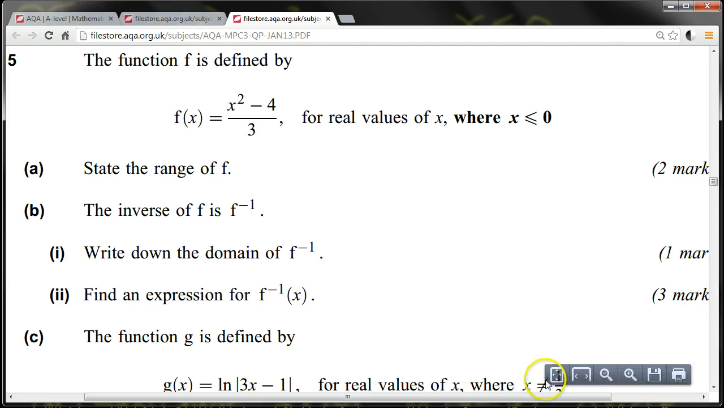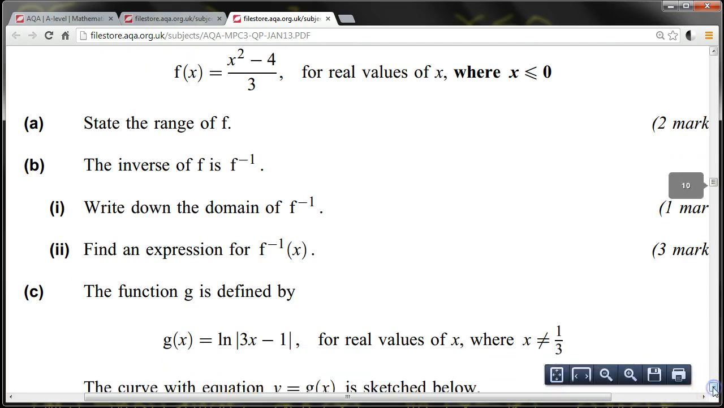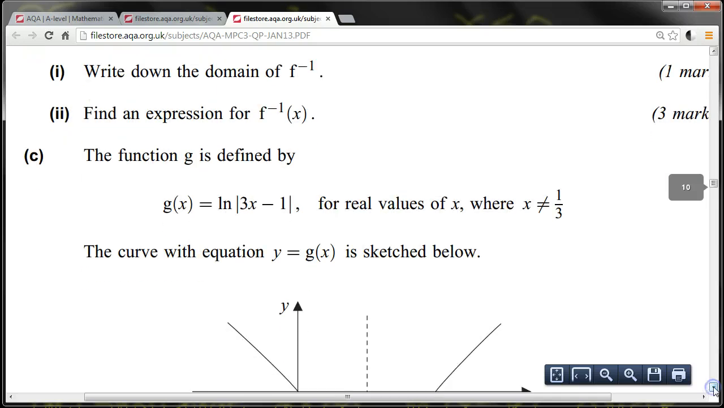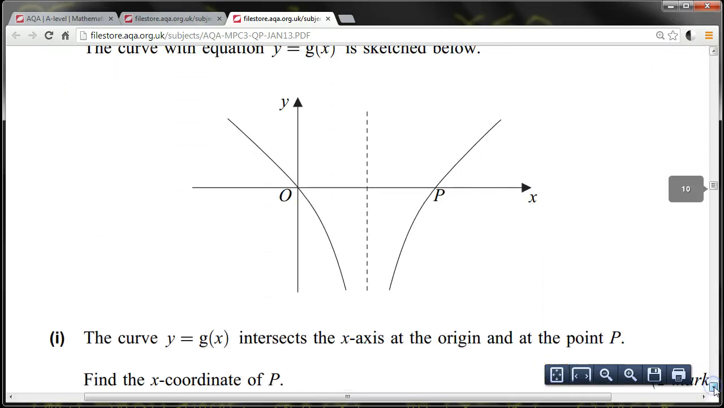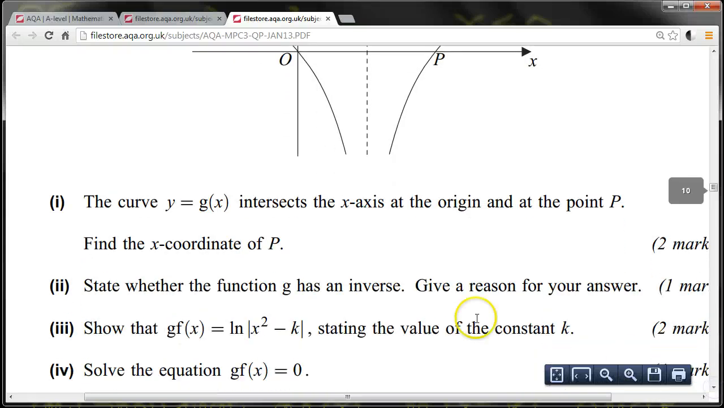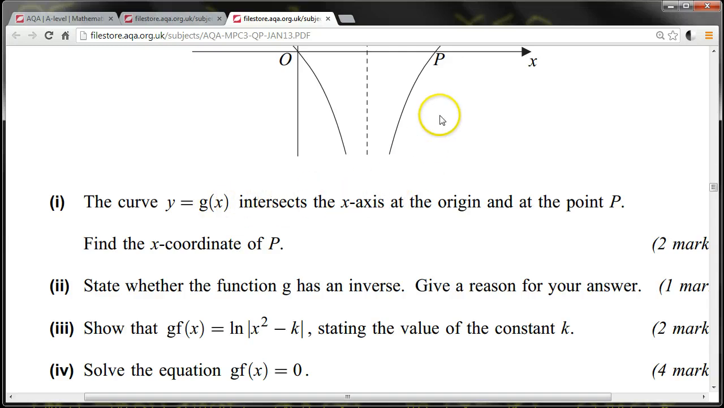The function g is defined by this, where x doesn't equal a third. The curve with equation y equals g of x is sketched below. The curve here intersects the x-axis at the origin and at the point P. Find the x-coordinate of P. State whether the function g has an inverse. Give a reason for your answer.